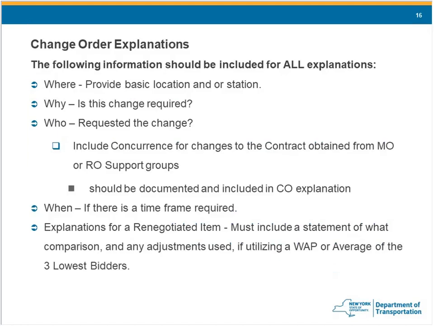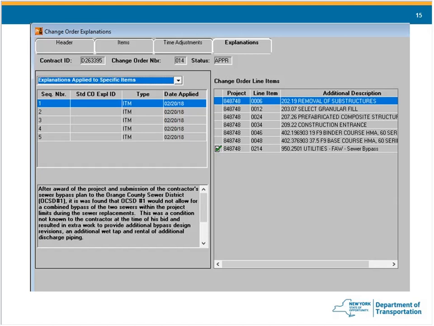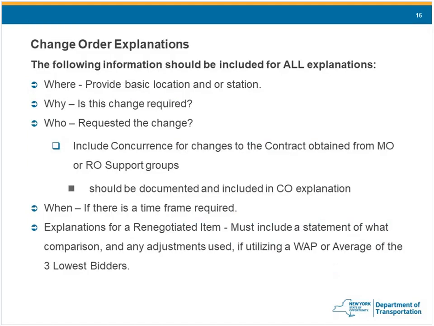And I'm going to move to the next screen and turn it over to Eric, who will talk about change order explanations a little more in depth. Before we move on, Eric, I have a question. Yes. When using the FCP to offset overrun costs, is that considered a zero cost change order?